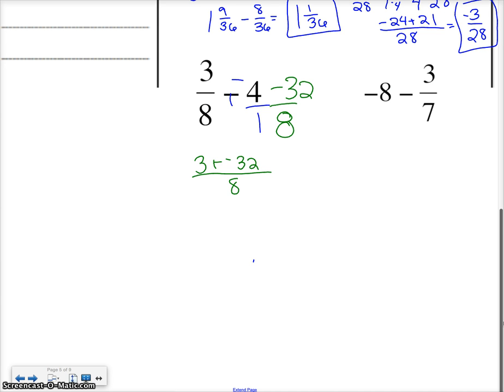What's that? That would be negative 29 over 8. Regroup. 8 goes into 29 a total of 4 times, so I'm going to say negative 4. Just kidding, negative 3, oopsies. Negative 3. 5 left over, 8 as the denominator.